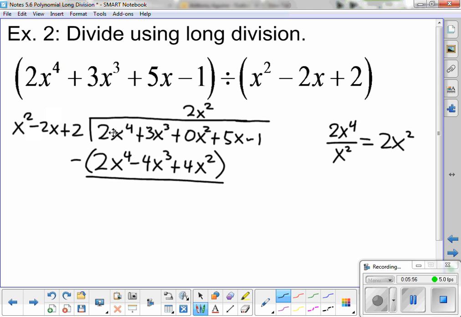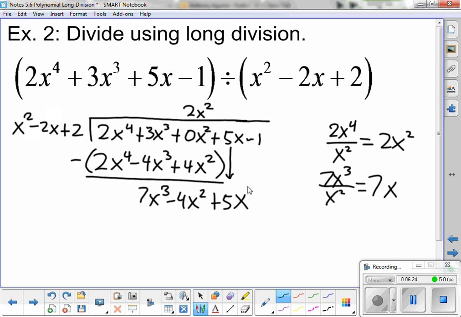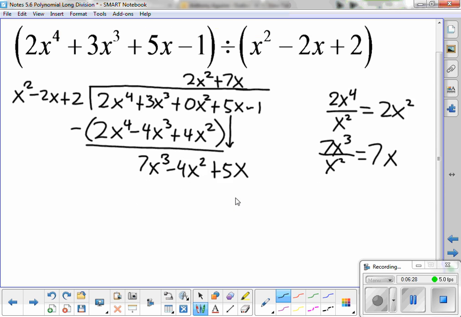Okay, 2x to the fourth minus 2x to the fourth is 0. 3x cubed minus a negative is a plus. So 3x cubed plus 4x cubed is a 7x cubed. Okay, 0x squared minus 4x squared is a negative 4x squared. And then bring down your 5x. Okay, now we're going to do 7x cubed divided by x squared, which is 7x. So plus 7x. And we're going to multiply.